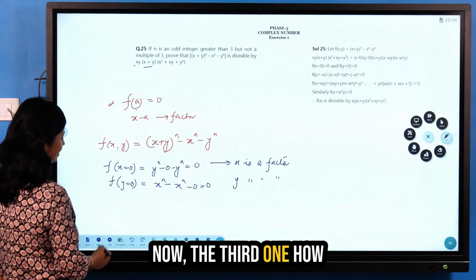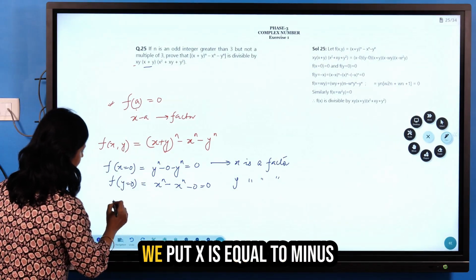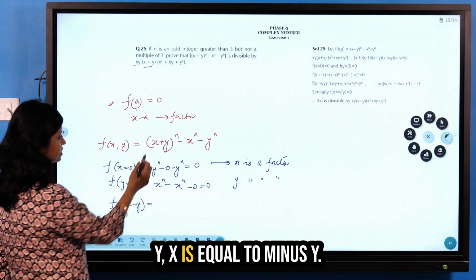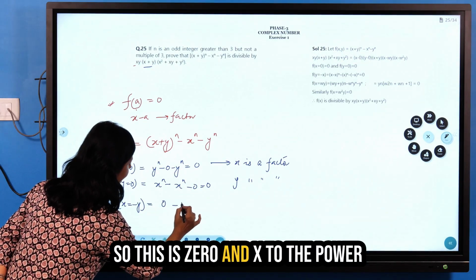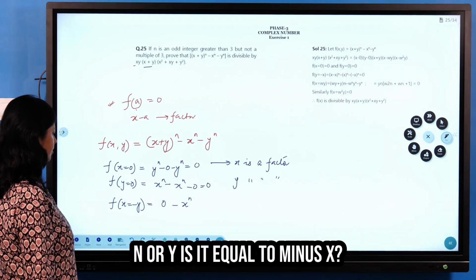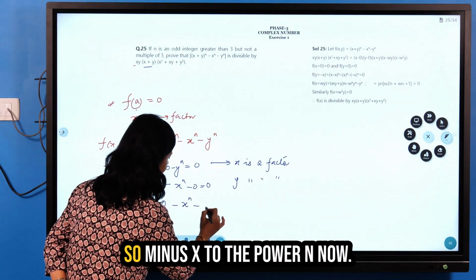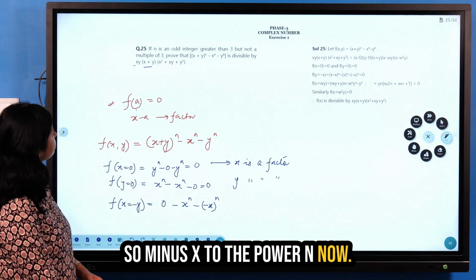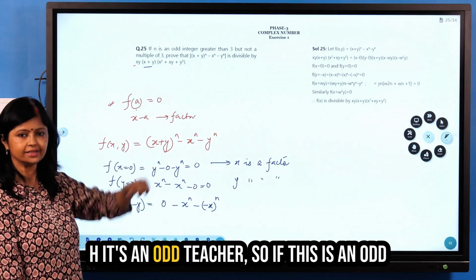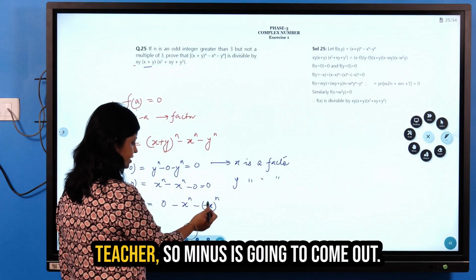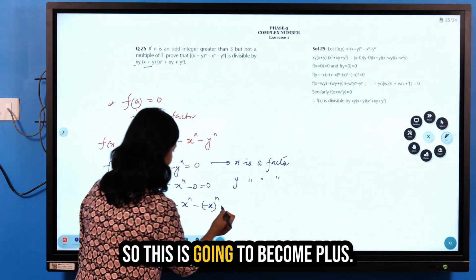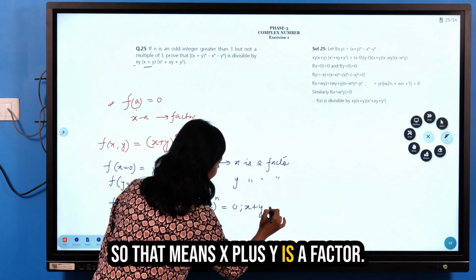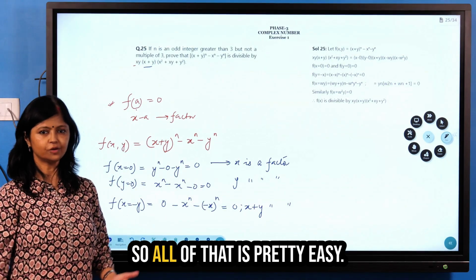Now the third one, how will that become 0? We put x equal to minus y. Let's check. x is equal to minus y, so x plus y is 0, and y is equal to minus x, so minus x to the power n. Now it's an odd integer, so the minus is going to come out and this is going to become plus. So again 0. That means x plus y is a factor. So all of that is pretty easy.